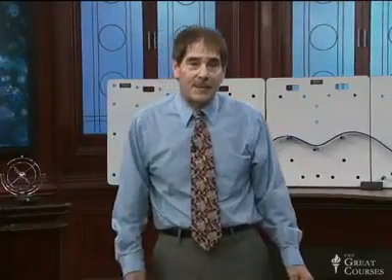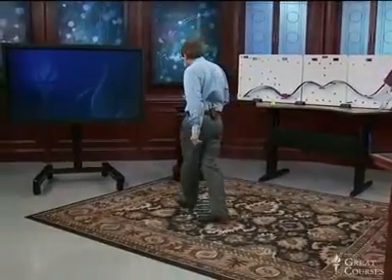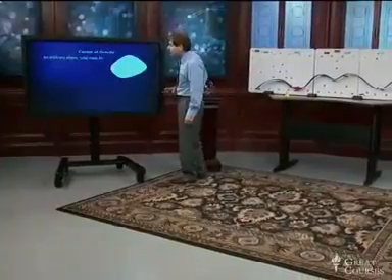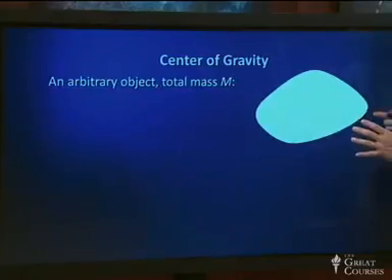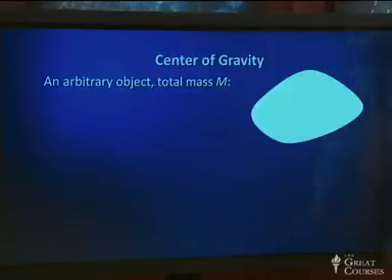And let me prove to you now why it is that the center of gravity and the center of mass in fact coincide. And then we'll take a closer look at our dancer. So let's go to the big screen where we do our math. And let's think about an arbitrary object, some weird arbitrary shape. Physicists love arbitrary objects like that. And let's assume it has a total mass m.